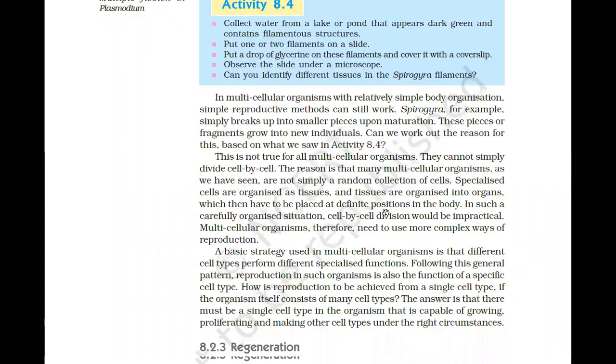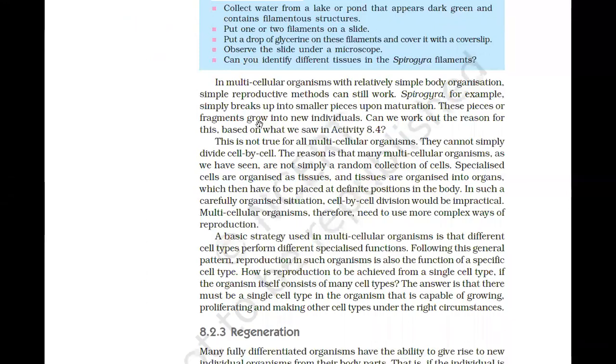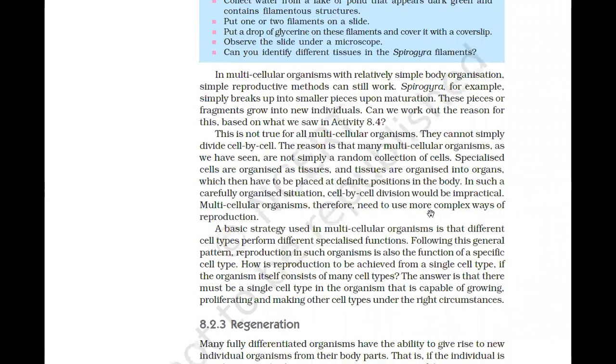In multicellular organisms with relatively simple body organization, simple reproductive methods can still work. Spirogyra, for example, simply breaks up into smaller pieces upon maturation. These pieces or fragments grow into new individuals. Can we work out the reason for this based on what we saw in activity 8.4?